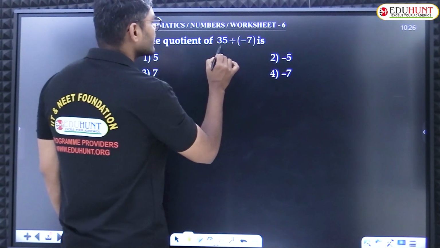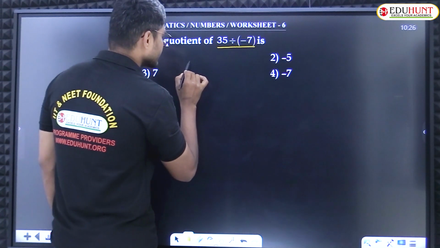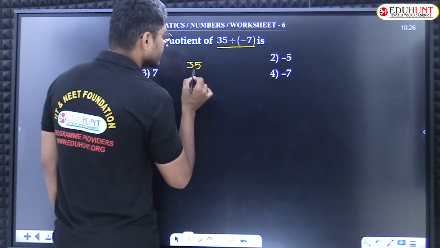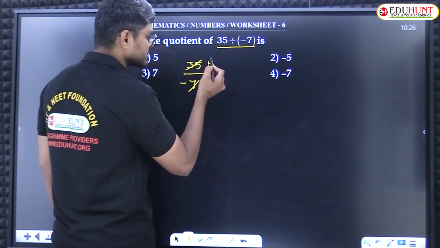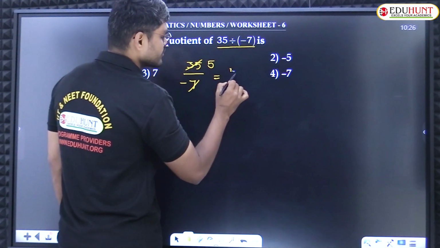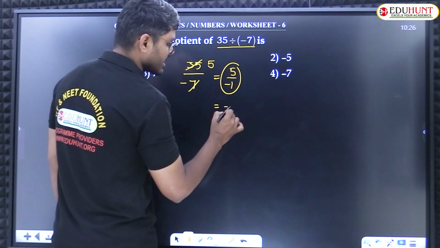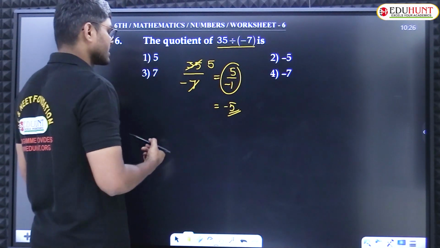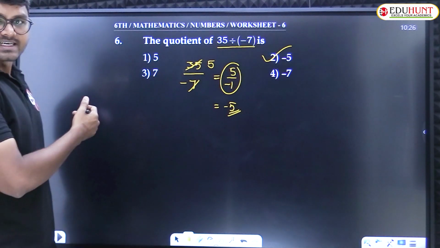The quotient of 35 divided by minus 7. So here 35 should be divided by minus 7. 7 ones are 7, 7 fives are 35. Here 5 by minus 1 is the answer. That means minus 5 is the correct answer for this question. Let's see the next one.